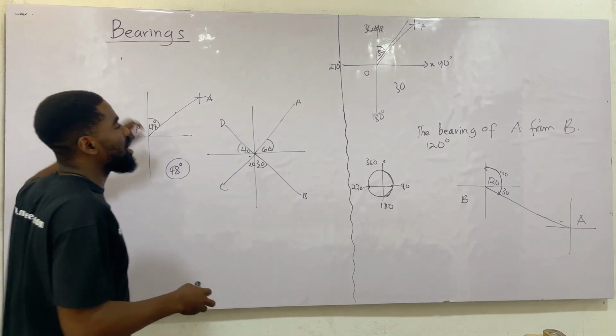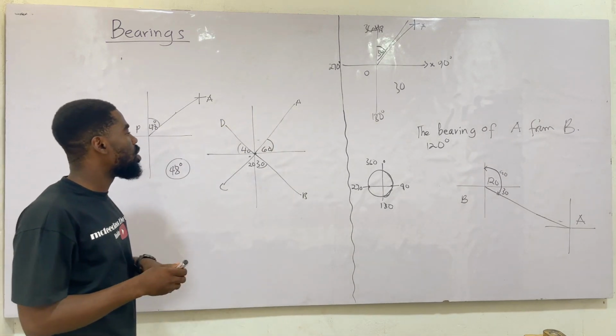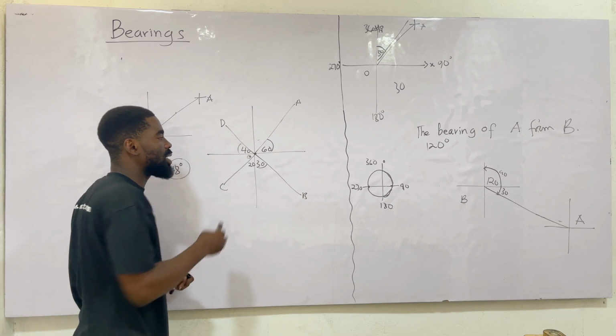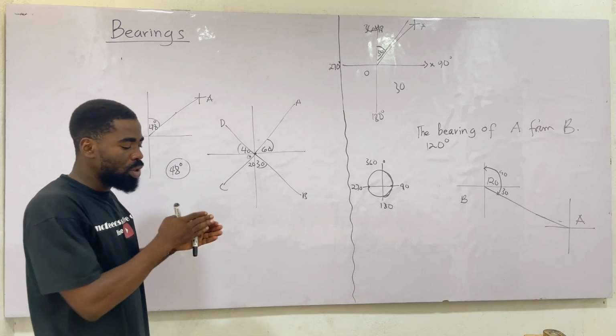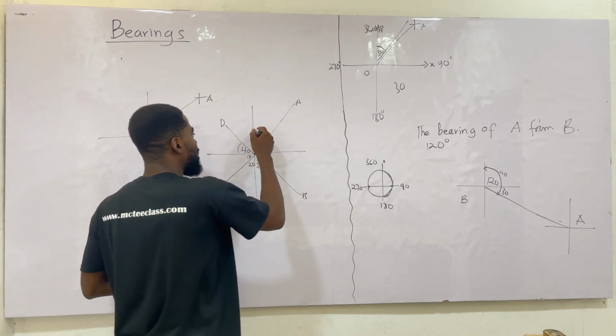Now I'm supposed to find the bearing from this, that, and that, all from O, which is my center. So if I'm going to A, what would I do? I'm going to turn on a path that takes me to A. What's the path? So I'm here from the north.